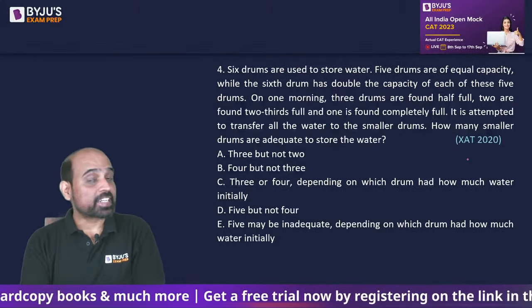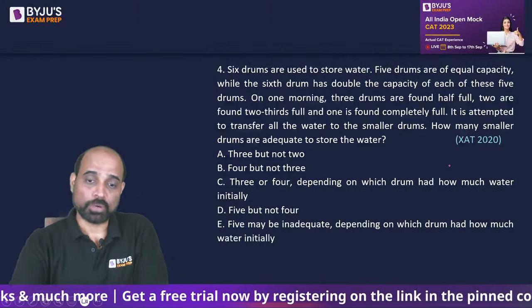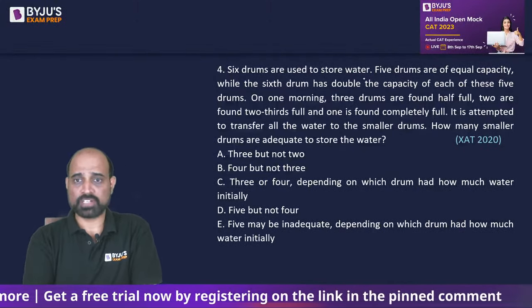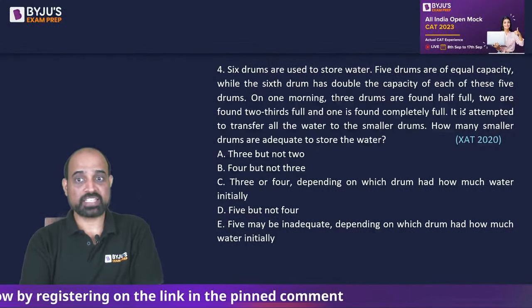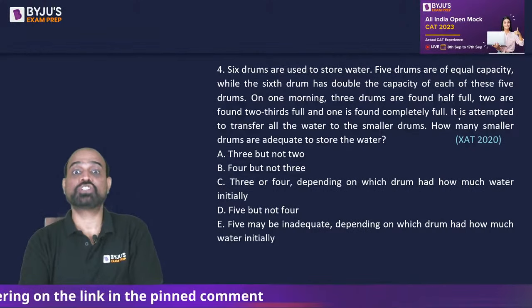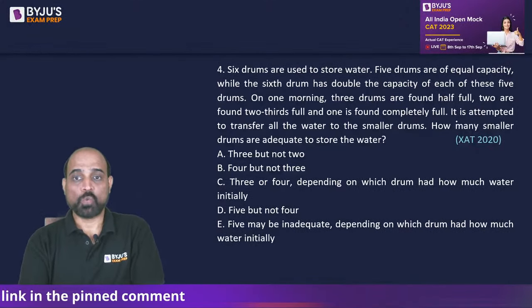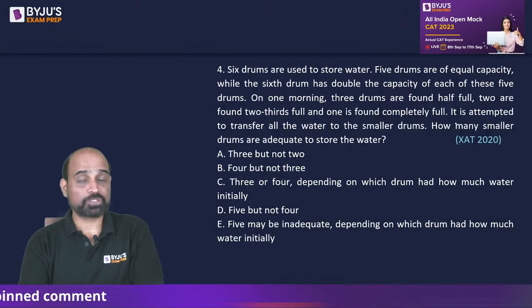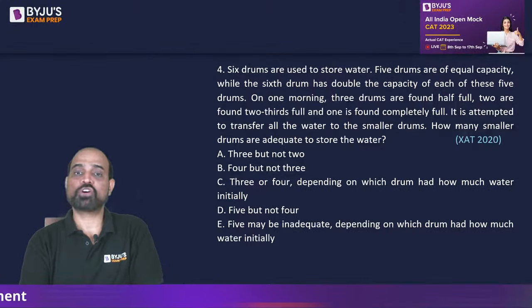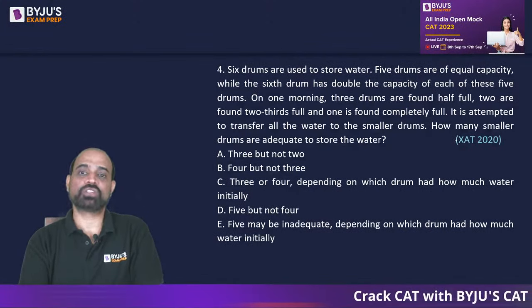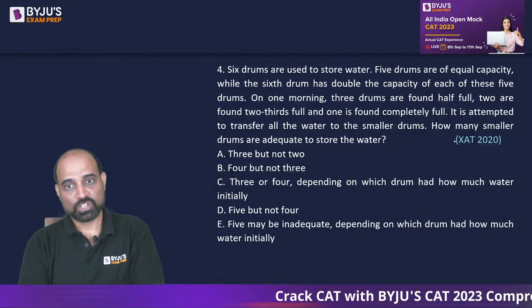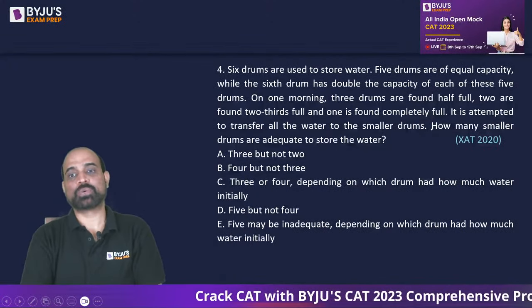Okay, the XAT question now. Let's see which topic it is from. 6 drums are used to store water. 5 drums are of equal capacity, while the 6th drum has double the capacity of each of these 5 drums. One morning, 3 drums are found half full, 2 are found 2/3 full, and 1 is found completely full. It is attempted to transfer all the water to the smaller drums. How many small drums are adequate to store the water?